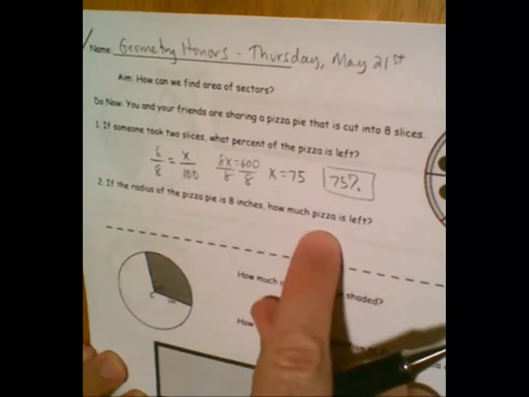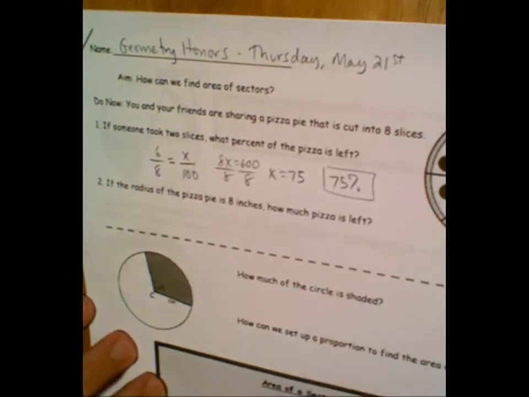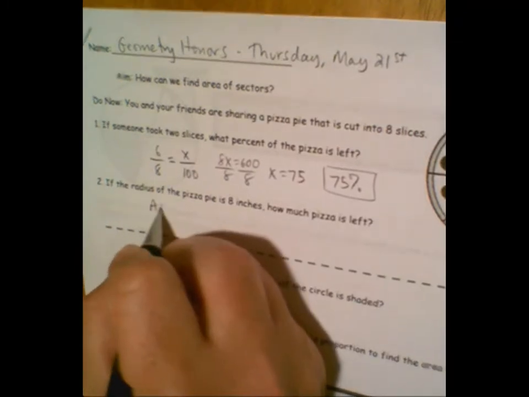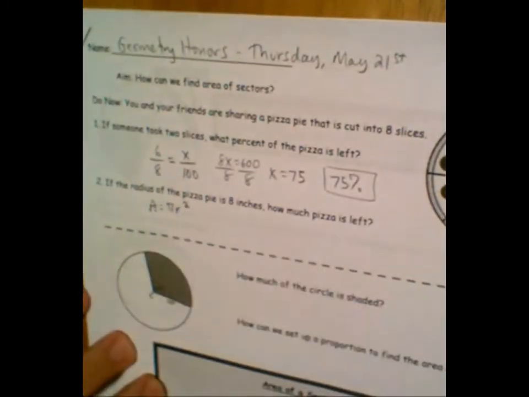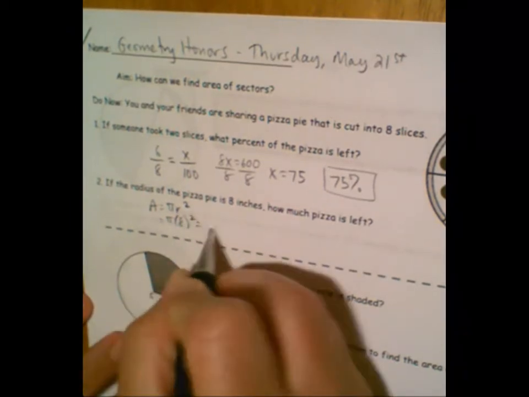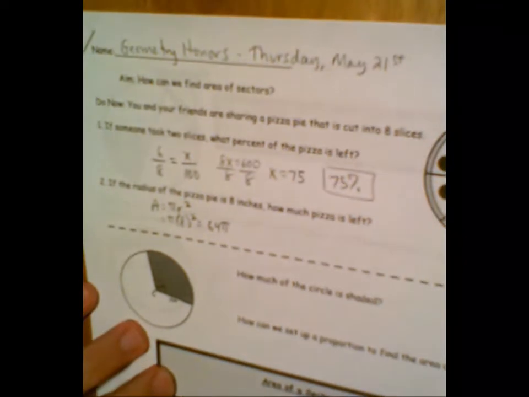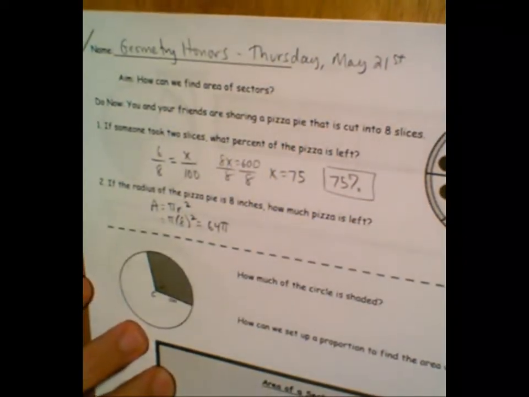If the radius of the pizza pie is 8 inches, how much pizza is left? Well, the area of a circle is pi r squared. Pi times 8 squared is equal to 64 pi. So that's the area of the whole thing. Well, how much pizza is left? Well, 75% is left.